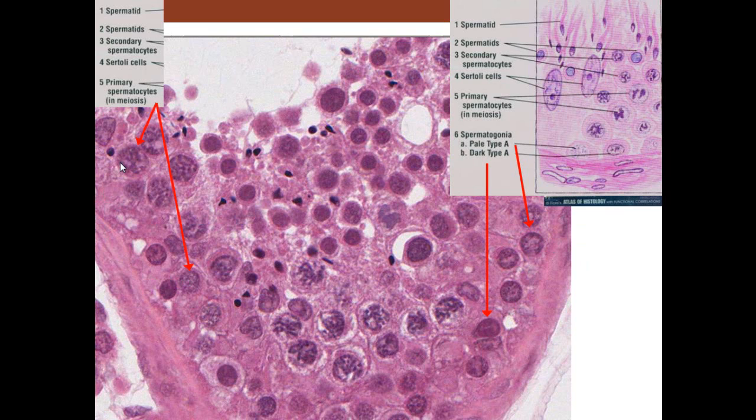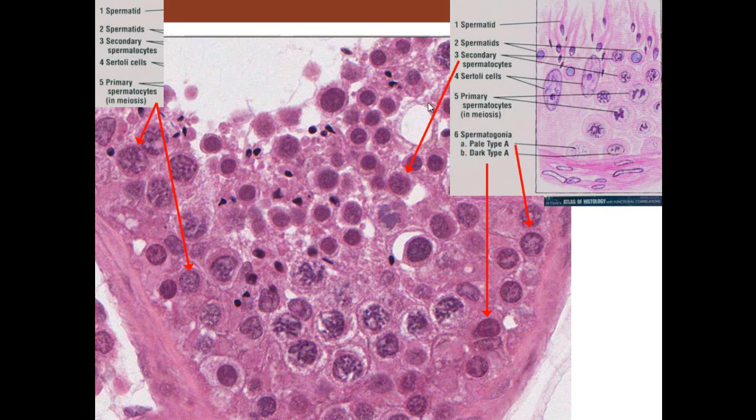These guys here, big ones too. The biggest ones in there are primary spermatocytes, but these guys are too. These are just one cycle length younger than these guys. Also, we have Sertoli cells. So from primary spermatocytes, you have secondary spermatocytes, I should have said. Sorry. Secondary spermatocytes. We do have Sertoli cells in through here and there and there.